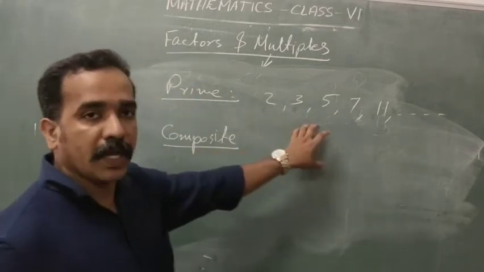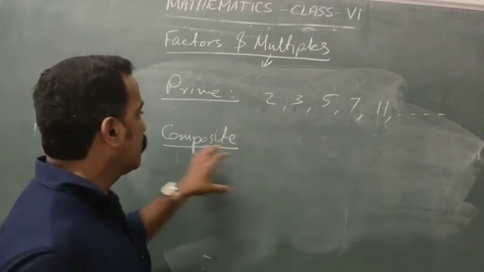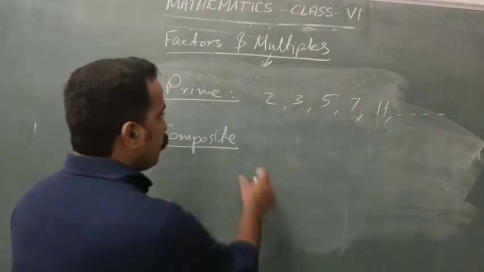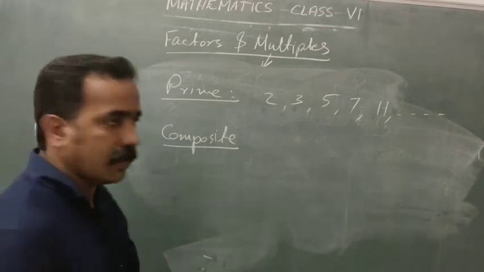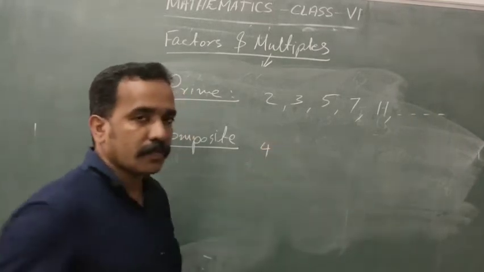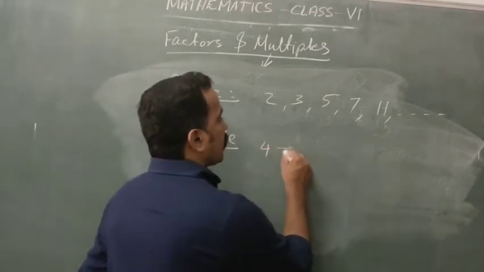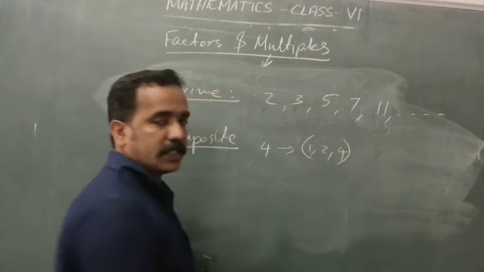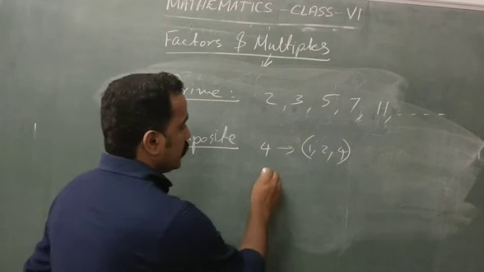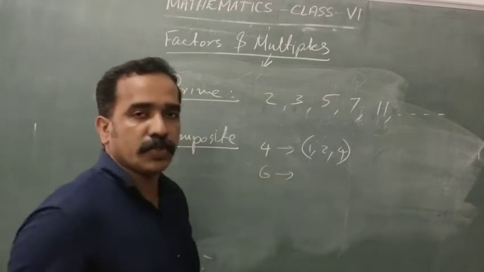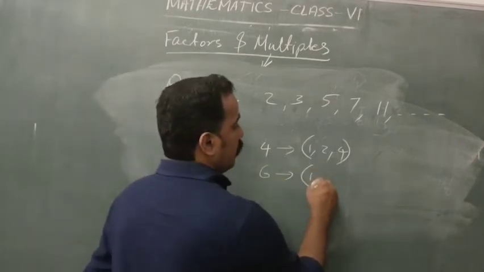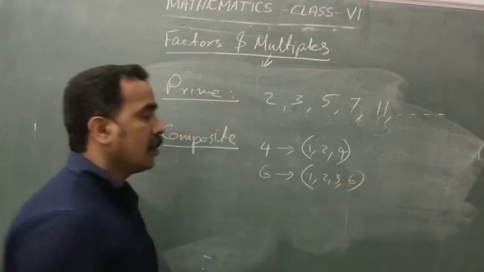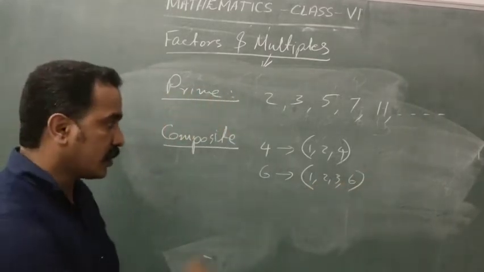Prime numbers have two factors. Composite numbers have more than two factors. So which is the smallest composite number? It is 4, because the factors of 4 are 1, 2 and 4. So 3 factors are there. Then after 4, 6 is a composite number. 1, 2, 3 and 6, these 4 factors are there. So it is composite.